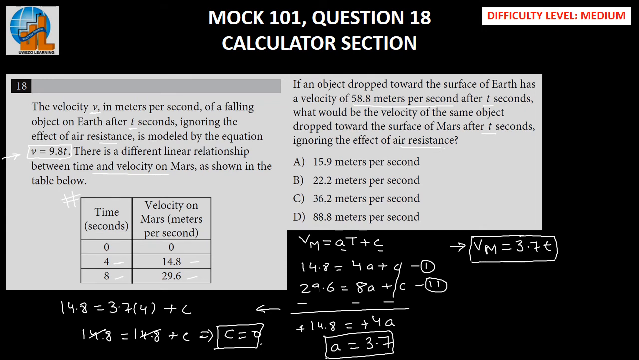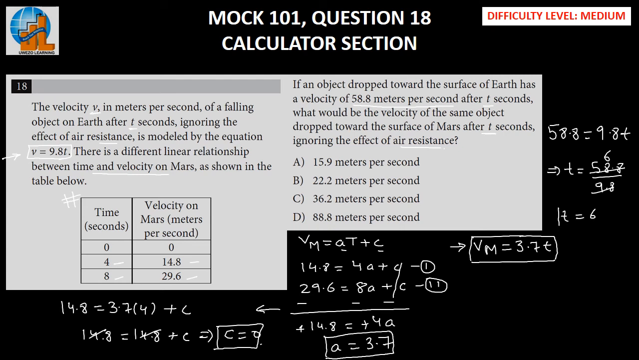So now we have found the relationship between time and velocity on the surface of Mars as well. Let's start with finding the time when the velocity of an object on the surface of Earth is 58.8. So we know 58.8 = 9.8t. Let's see what the time is when the velocity is 58.8. 58.8 divided by 9.8. If I solve using my calculator, I get t = 6.